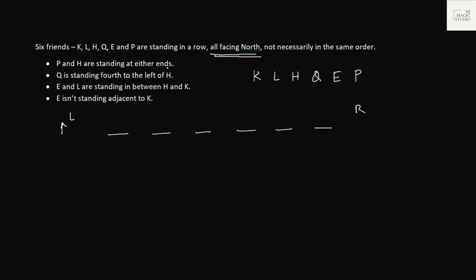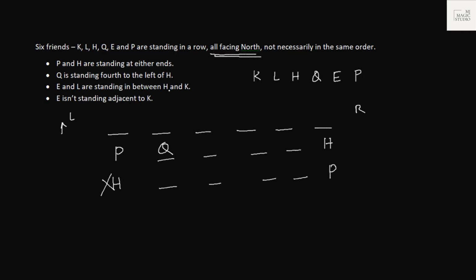P and H are standing at either end. So it can be PH or it can be HP. We don't know at which end these two are. We will get it confirmed with other information. Q is standing fourth to the left of H. So to the left of H we can't have anything. That means H is not standing at the left end. H is standing at the right end. And Q is standing fourth to the left of H: 1, 2, 3, 4. Here we should have Q.